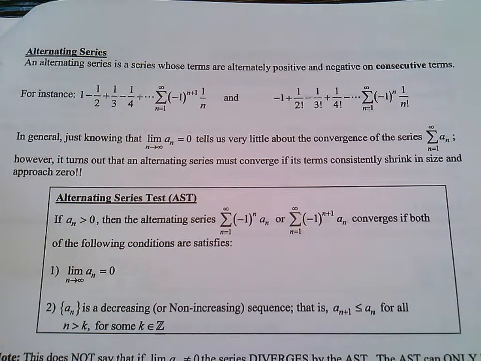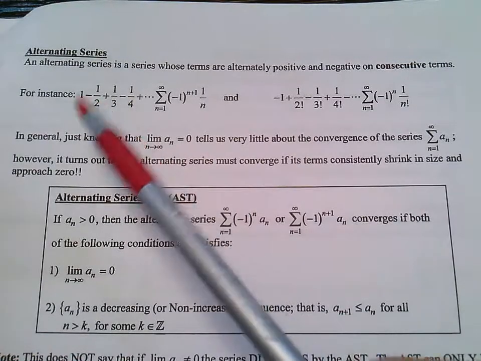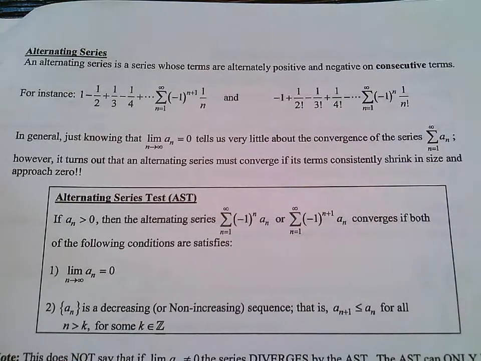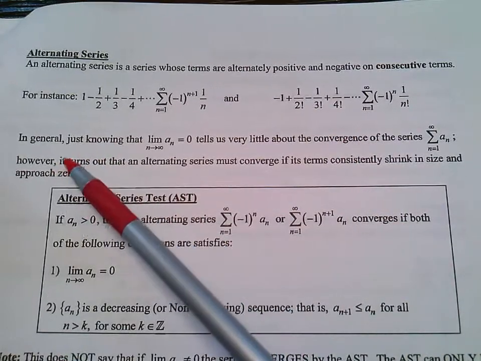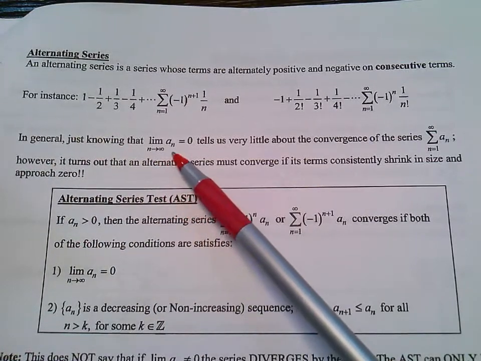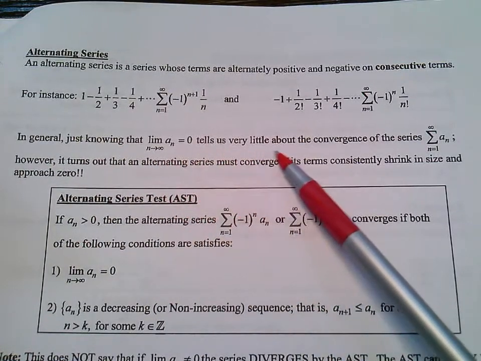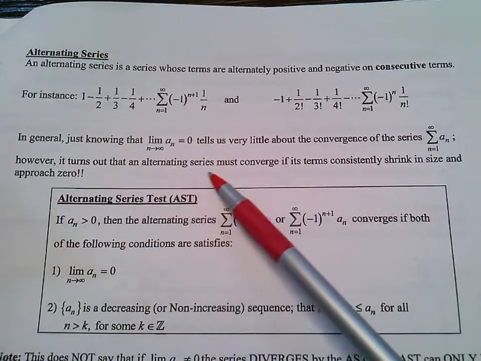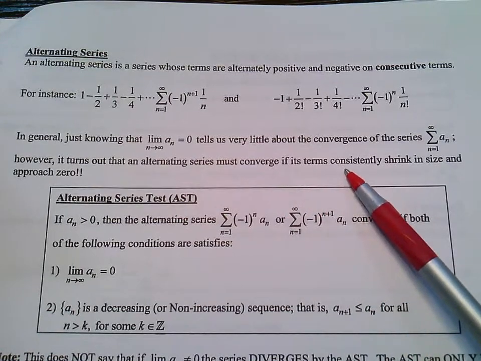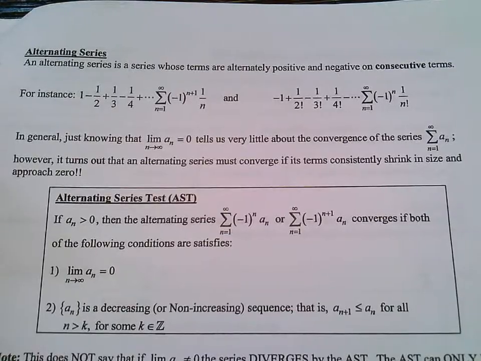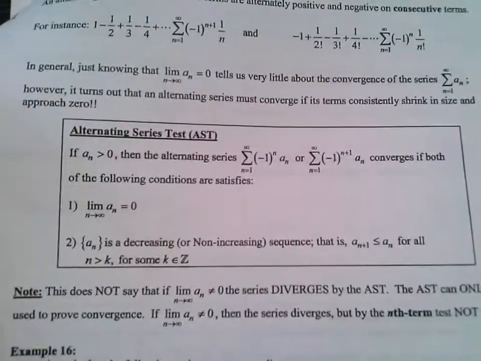Okay, next one is the alternating series test. We know an alternating series goes positive, negative, positive, negative, or negative, positive, negative, positive. In general, the limit as n approaches infinity of a sub n equals 0 tells us very little about the convergence of a series. However, it turns out the alternating series must converge if each term constantly shrinks in size and approaches 0. So what is the alternating series test?